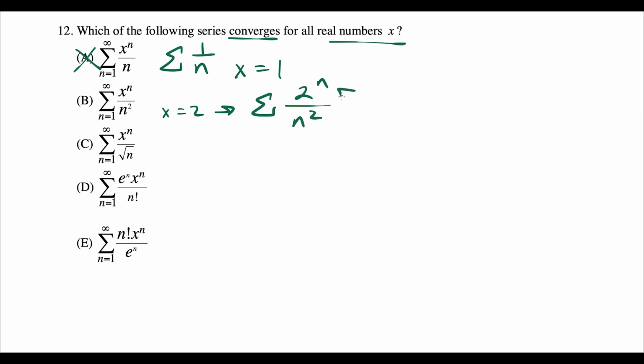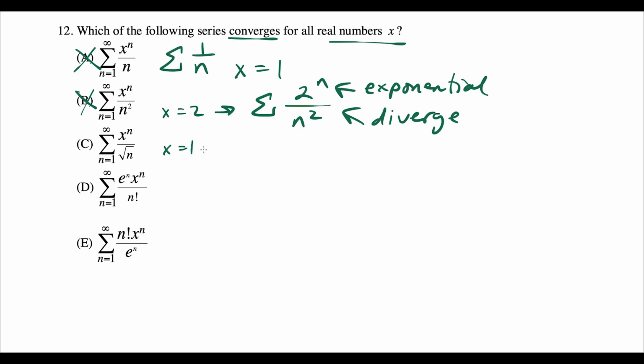And now we have an exponential on top versus a power function on bottom. So we could use the nth term test for divergence to show that this one diverges. So this series is going to diverge by the nth term test because the exponential is going to outpace n squared as n goes to infinity. So this is out.